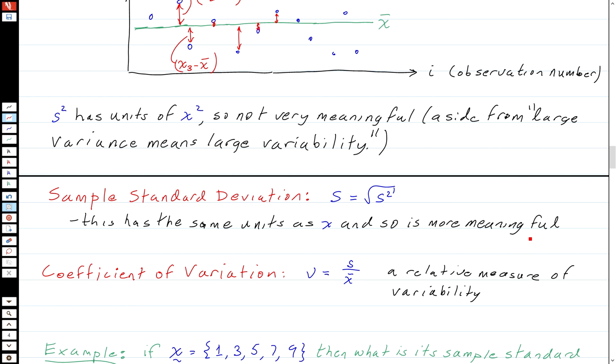Another way of measuring variability is the so-called coefficient of variation, and this is very commonly used in engineering. It's just the ratio of the sample standard deviation and the sample mean. The advantage to this is that it gives us a relative measure of variability. So for example, if I told you the sample standard deviation was 3 and the mean was 1, then you've got a lot of variability.